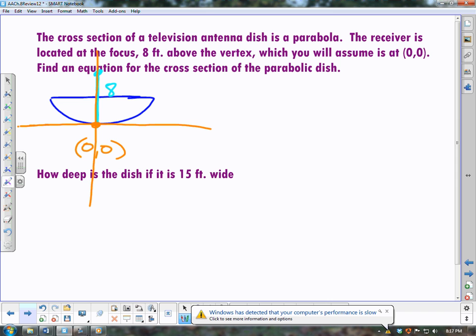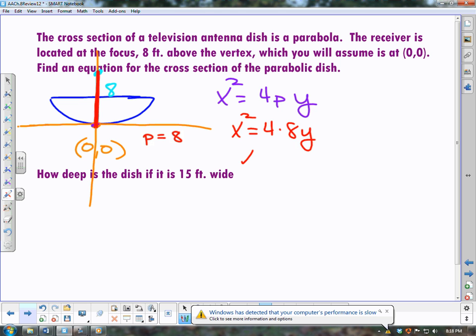Well then, let's see, since it's opening up, that would be x squared equals 4py. And since we're at 0, 0, we don't need anything with the x and y. All we have to do is figure out the value of p, which is 8, since that is the distance to the focus. And so we would have x squared equals 4 times 8 times y. So x squared equals 32y.